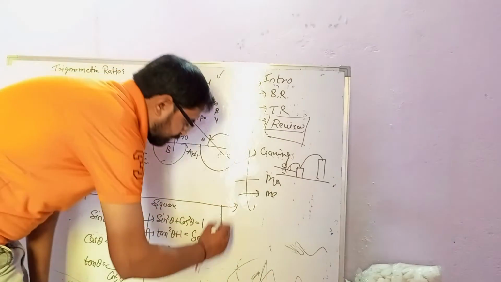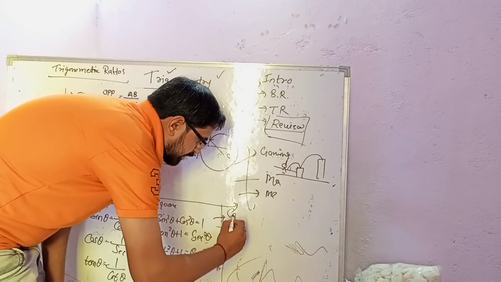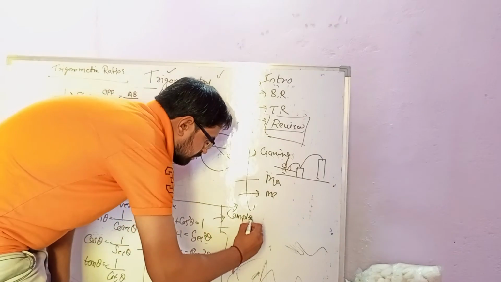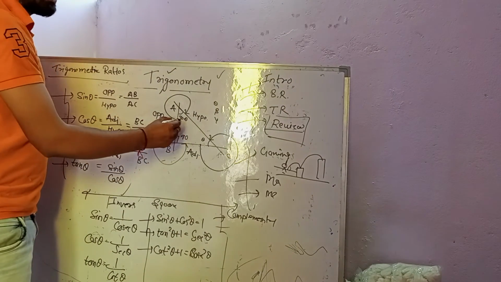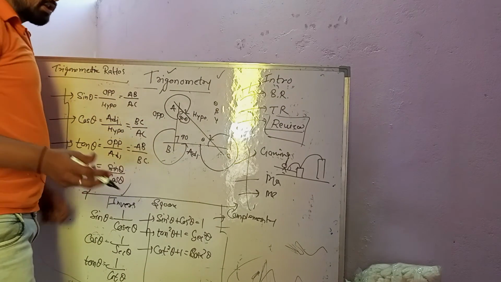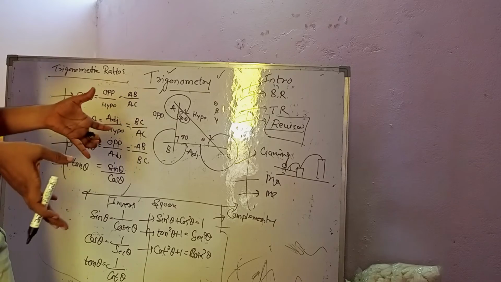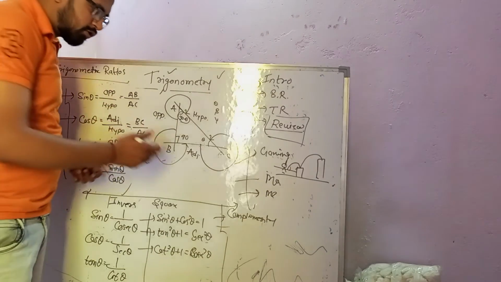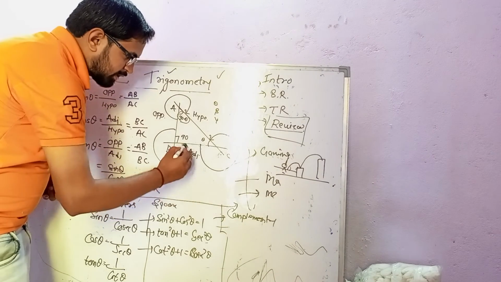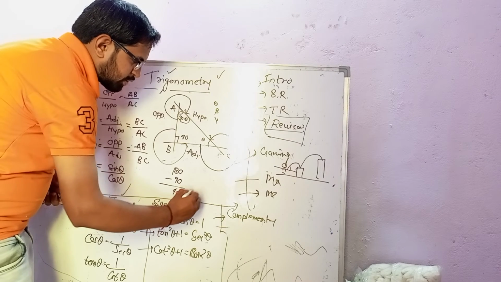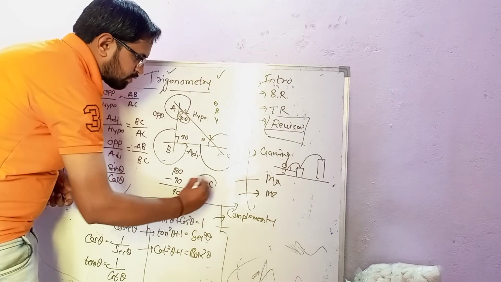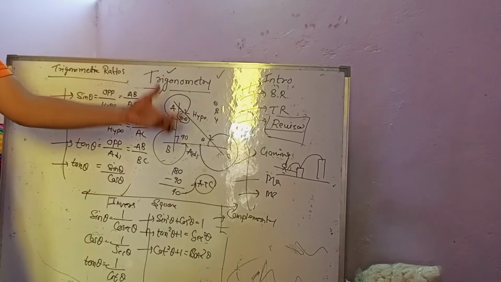The third set of formulas is complementary. You can see the measure of the third angle I have written as 90, because the sum of all the internal angles of a triangle is always 180 degrees. If you are taking this one as 90, what will you get? You will get 90 for the sum of angle A plus angle C. So basically you are using complementary formulas.